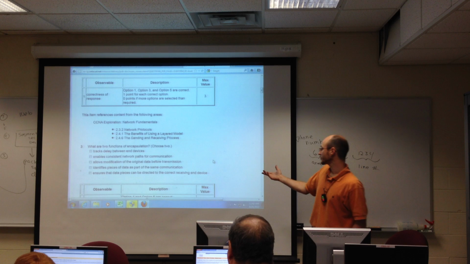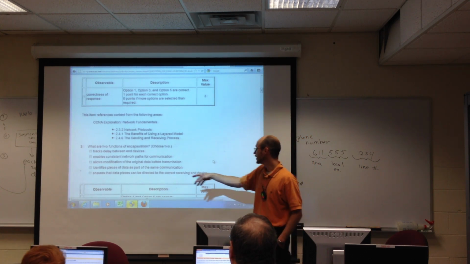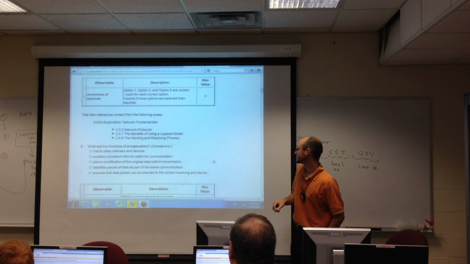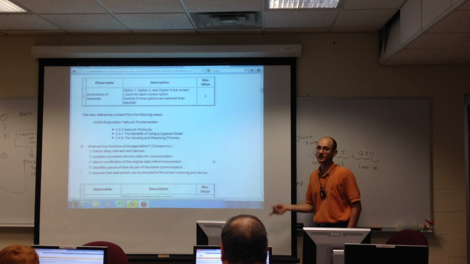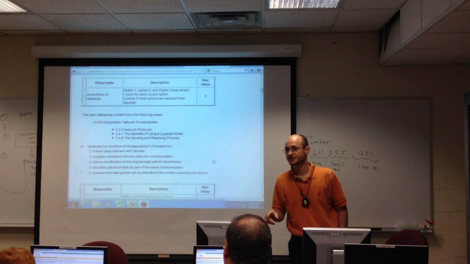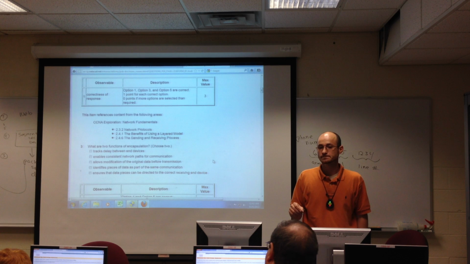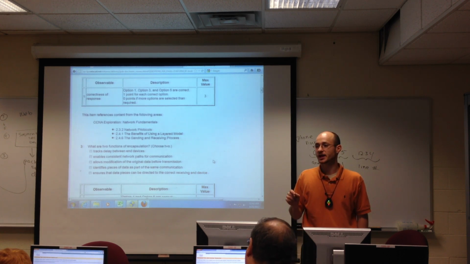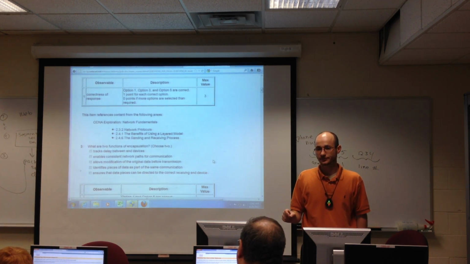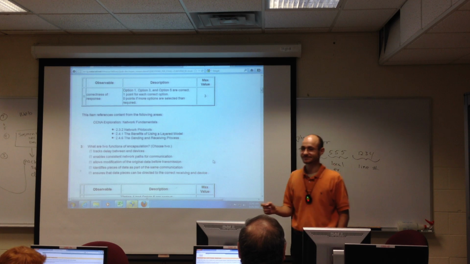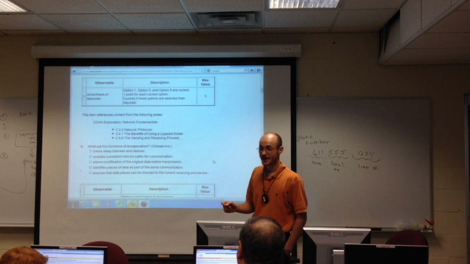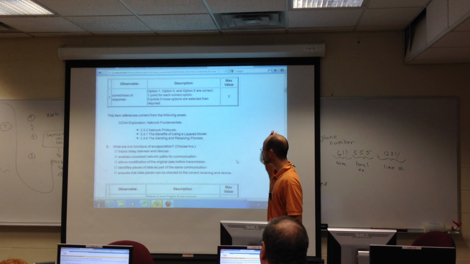Next answer, obviously would have to be the last one if I eliminate everything else: ensures that data pieces can be directed to the correct receiving end device. What layer does that? We learned about that today. What layer handles end-to-end delivery? What layer is chapter 5? Network layer.